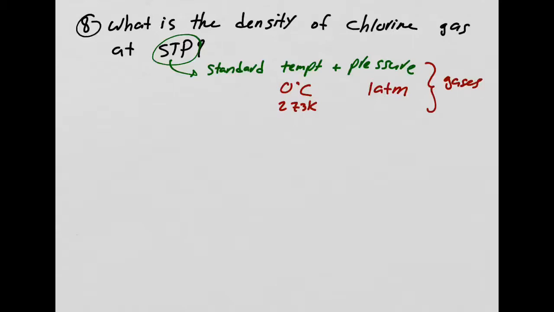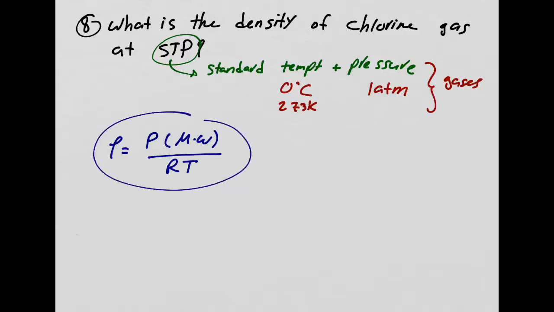What is the density of gases? Now here is the formula for density of gases. Density of gases is equal to pressure times molecular weight over RT. It's a good formula to know. You can derive it from PV equals nRT, but it's easier if you just know this formula. Density of gases is pressure times molecular weight over RT. What is my pressure here? It is 1 atm because it's STP.